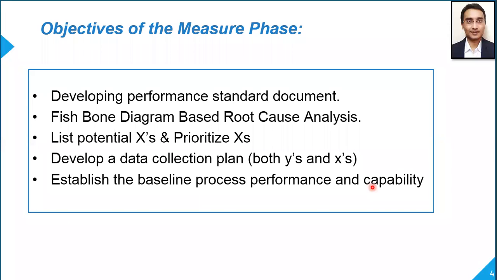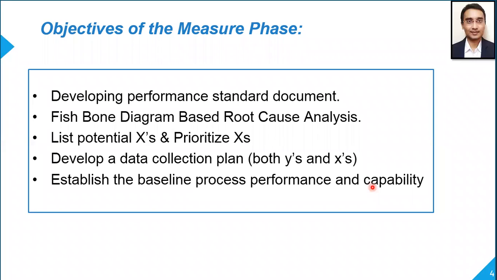Then next is, of course, listing of potential X's and prioritizing those X's. So that's how we're going to do that with the help of C&E matrix. Now, what is C&E matrix and how we're going to prioritize it? We're going to look into it very quickly in upcoming videos. Then developing a data collection plan for both Y and X's. So we will cover that aspect.